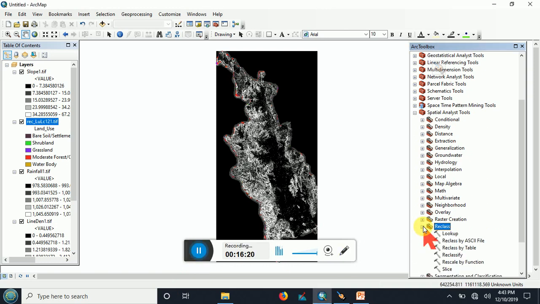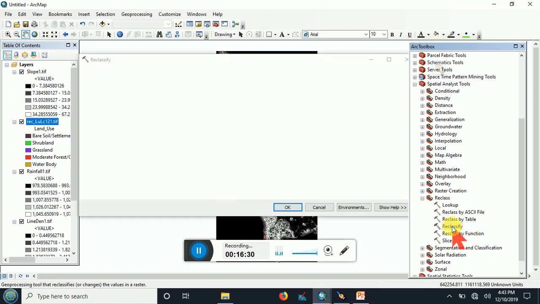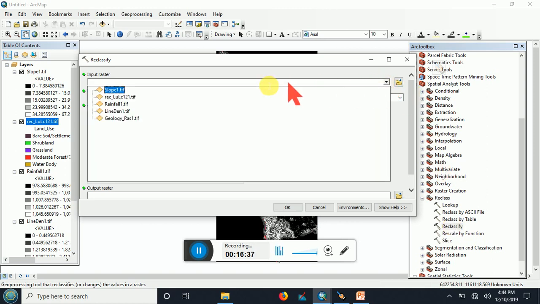Expand this reclassification, then please go to reclassify. Here, when you click on this down arrow, you do have those 5 thematic layers. The 5 thematic layers let you reclassify the slope. Reclassify slope.